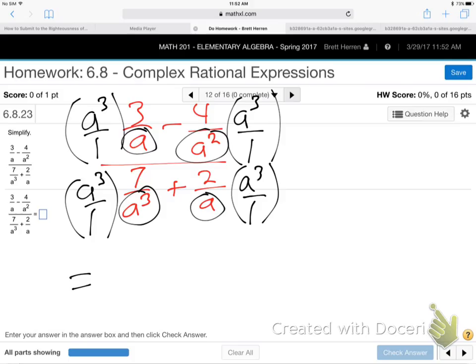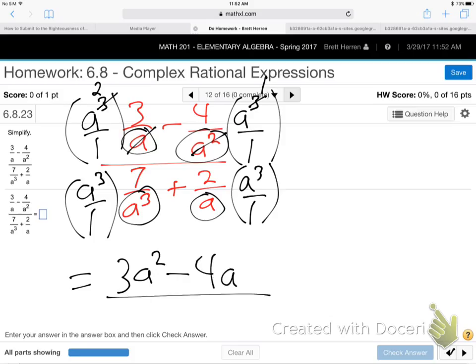And then we cross cancel, multiply what's left over. A goes into a cubed, leaving a to the second, doesn't it? Does that make sense? Because a to the third means 3 a's, and one of the a's on the bottom cancels out one of those 3 a's, leaving 2 a's. So it becomes 3a to the second minus, and then a to the second cancels a to the third, leaving a to the first, or just regular a. So that's 4a. Good so far.